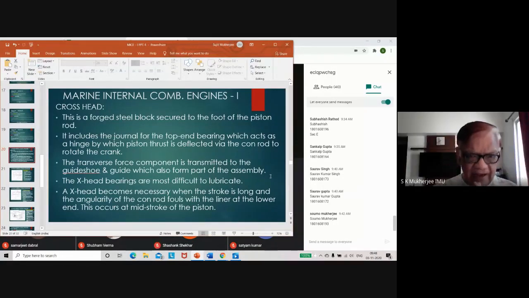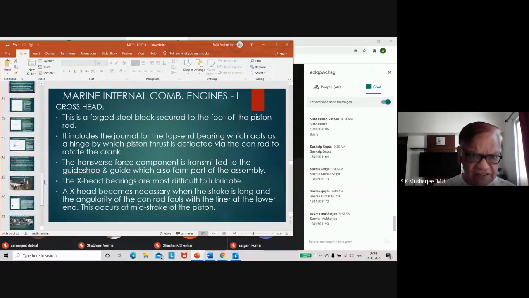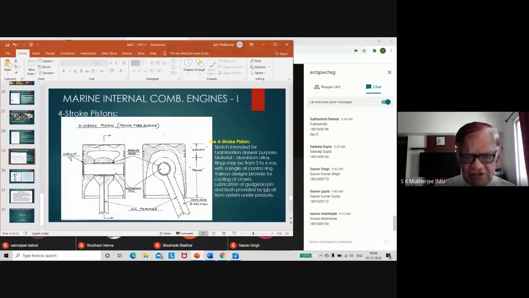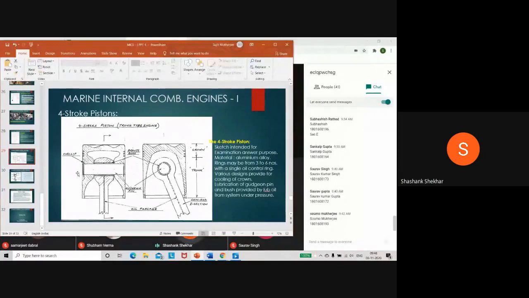Okay, now again, in the four-stroke trunk type of engine, you have a connecting rod which is attached to the gudgeon pin. All right, that you have understood. Have you understood this drawing, Shashank Shekhar? Yes.